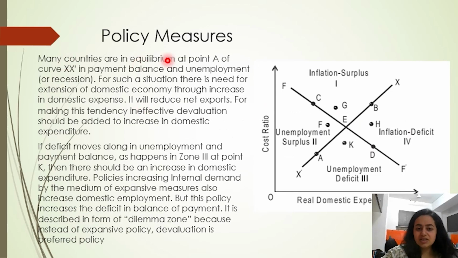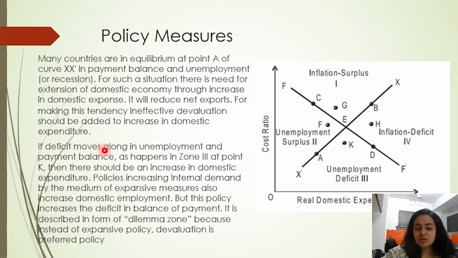Many countries are in equilibrium at point A. So let's take this point A of the curve XX, in payment balance and unemployment or recession, right? For such a situation, there is need for extension of the domestic economy through an increase in domestic expenses. It will reduce net exports. For making this tendency ineffective, devaluation should be added to the increase in domestic expenditure.